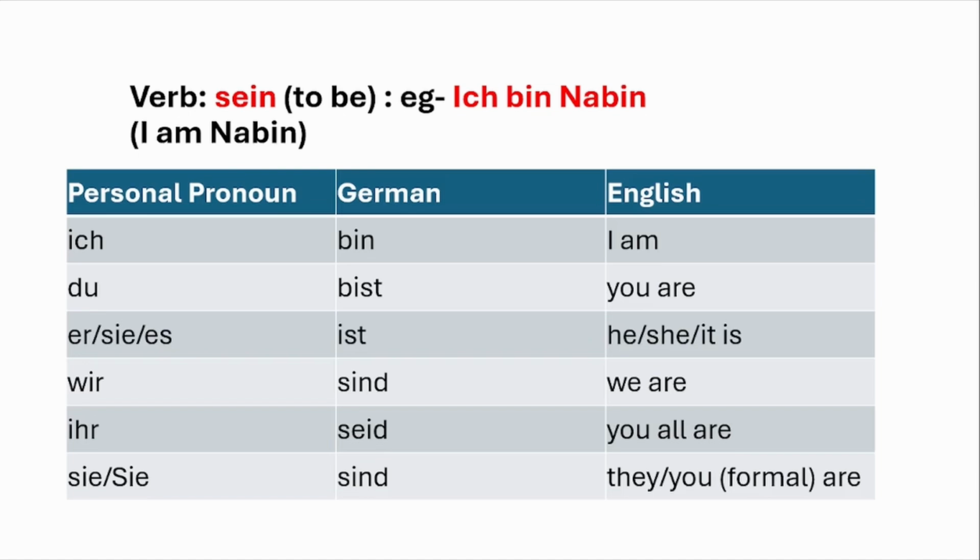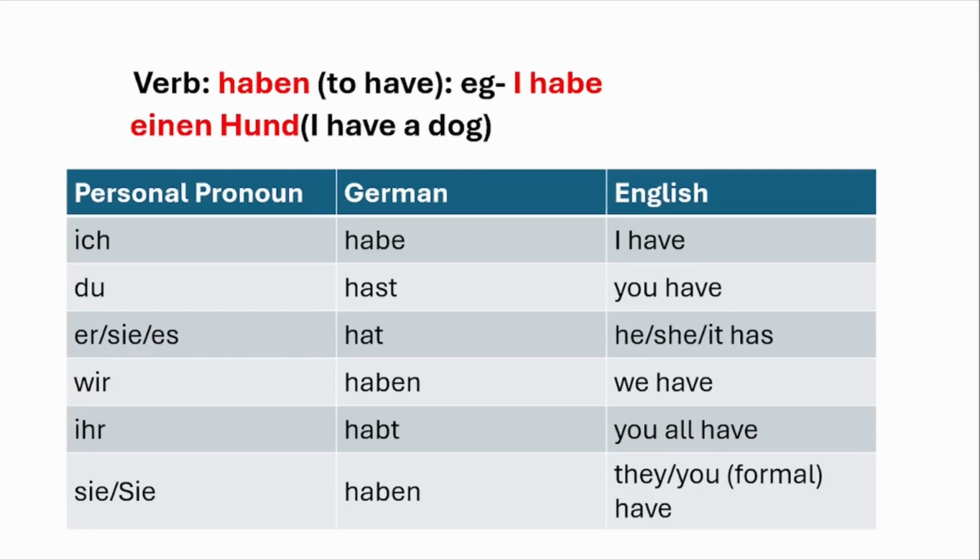So let's give you an example. Ich bin Nabin. I am Nabin. Here with ich, which form of the verb sein is used? Bin. So let's jump into the next verb, that is haben, meaning to have.